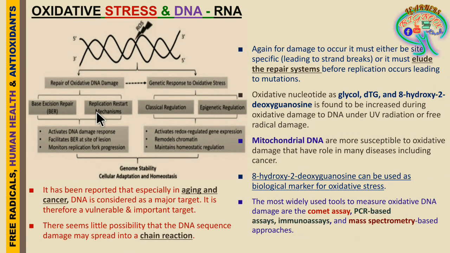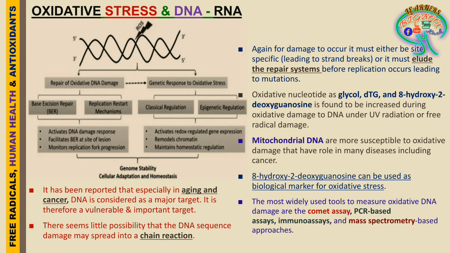Now the next point is, it has been reported that especially in aging and cancer, DNA is considered a major target. It is therefore a vulnerable and important target. With respect to cancer and aging, it is considered the vulnerable target. There seems little possibility that the DNA sequence damage may spread into a chain reaction. As reactive oxygen species act upon the DNA, the DNA repair mechanism takes action, and it leads to highly correct DNA. It removes whatever oxidative reaction has taken place in the elements of the DNA.